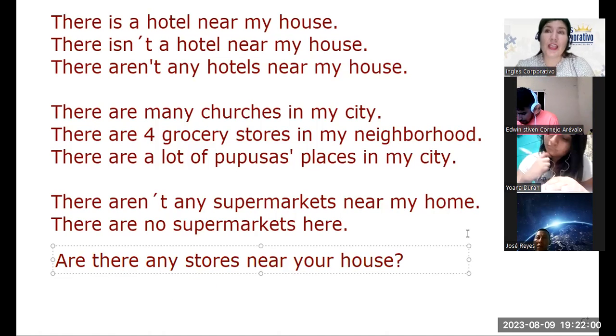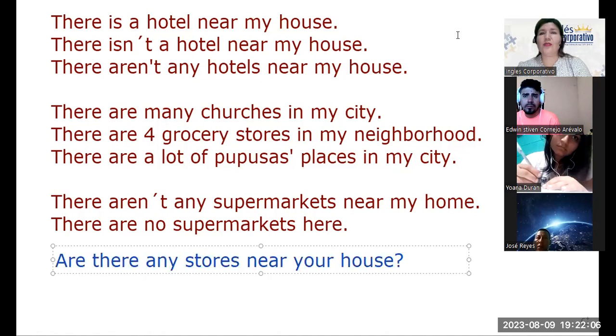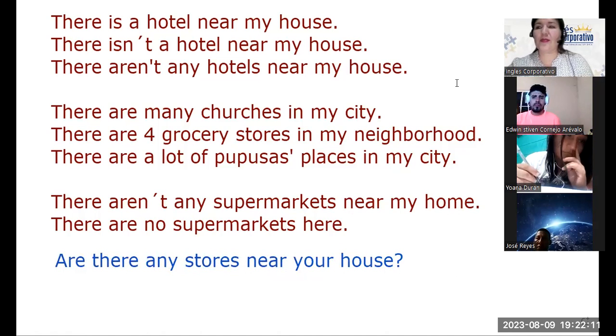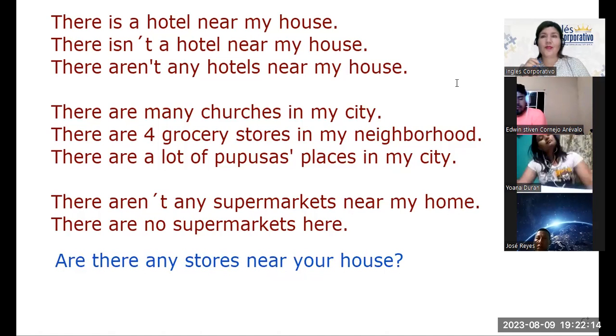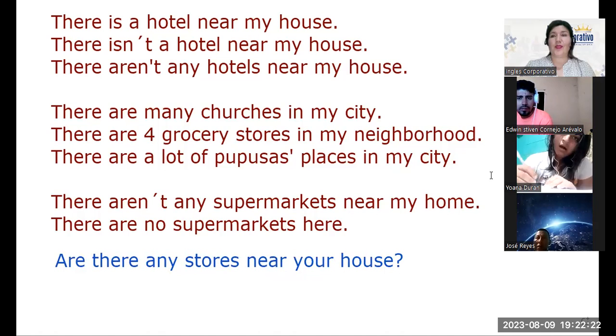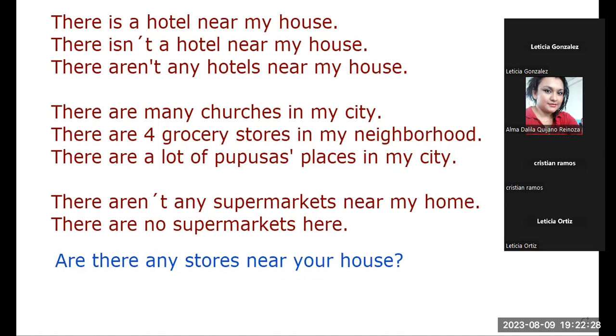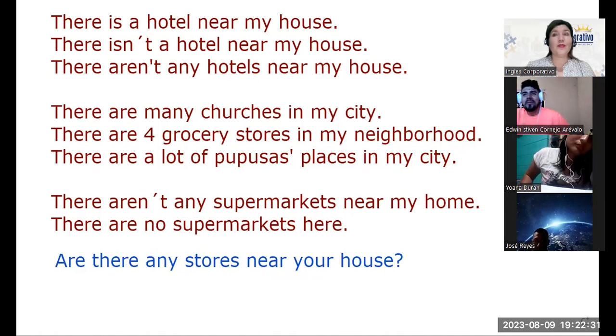What is the meaning of this? ¿Qué significa esto cuando yo les pongo are there any stores near your house? Are there any stores near your house? What is the meaning of this sentence? ¿Qué significaría esta oración? Near, ¿qué significa? Cerca.